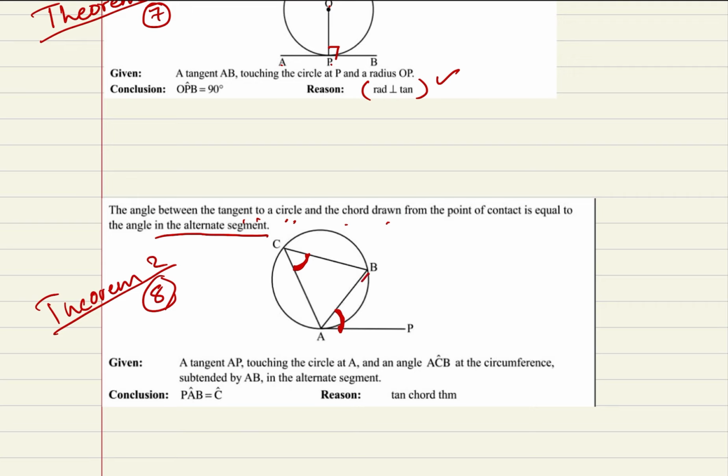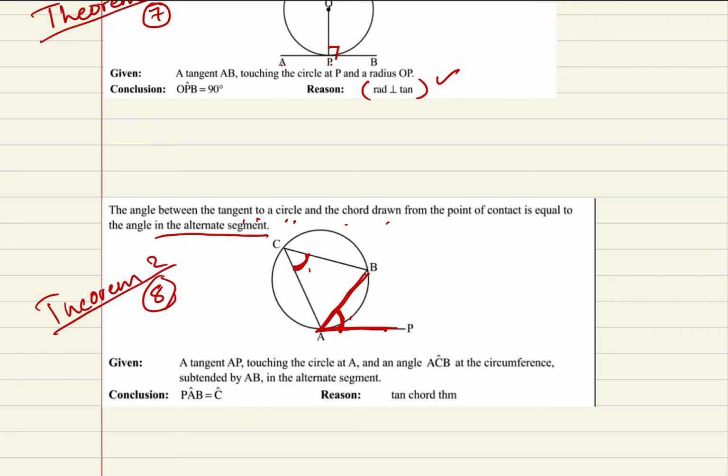This is the chord and this is a tangent. The angle between a chord and a tangent is equal to the angle in the alternate segment. That is very important. Every time you see this, you check your chord, you check your tangent. The angle between your tangent and the chord is equal to the angle in the alternate segment in the circumference.